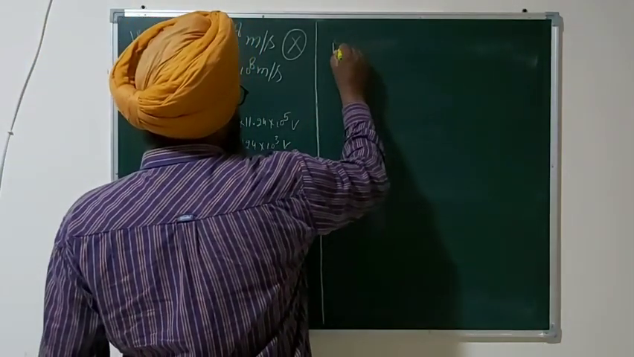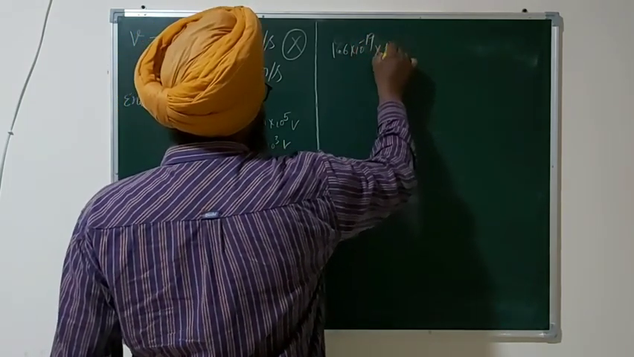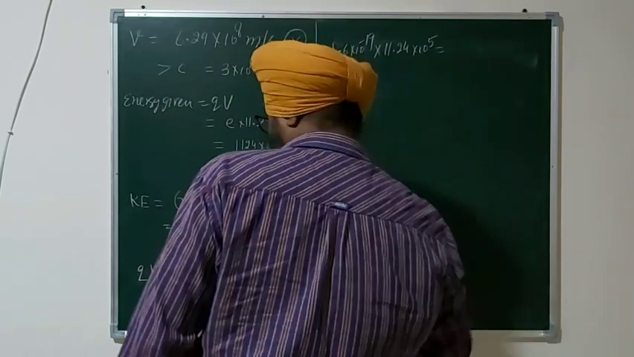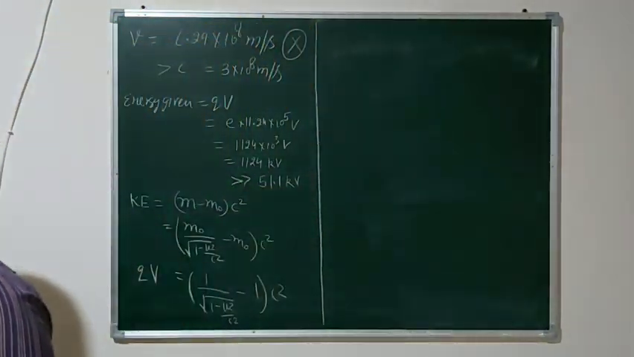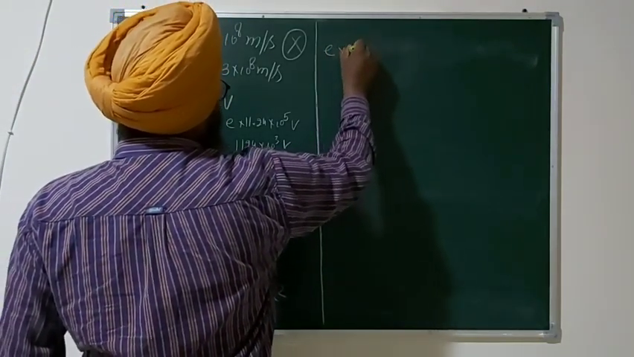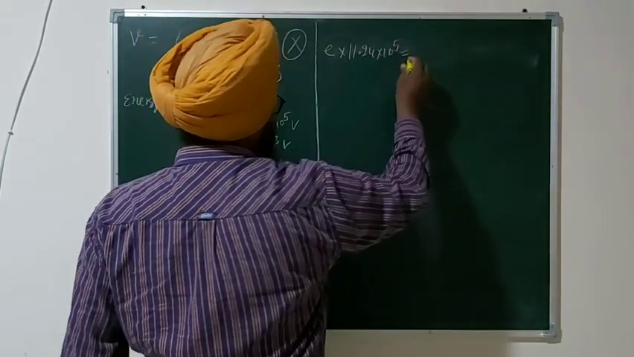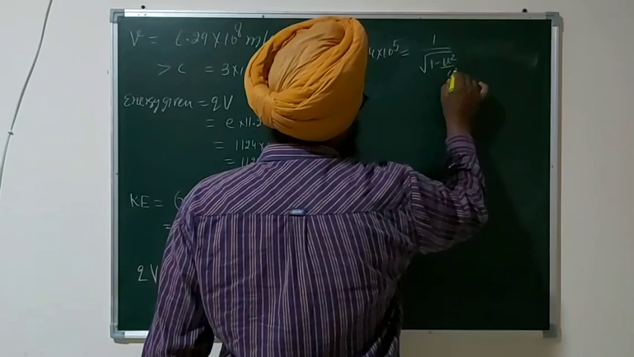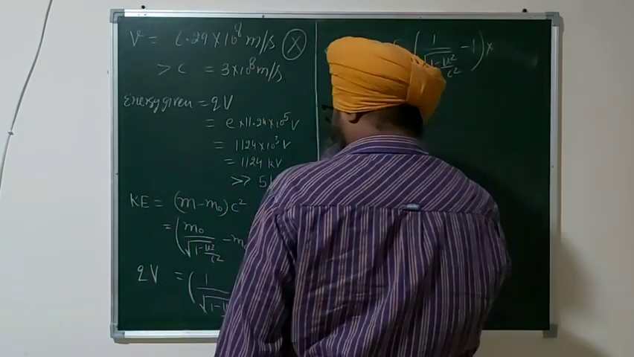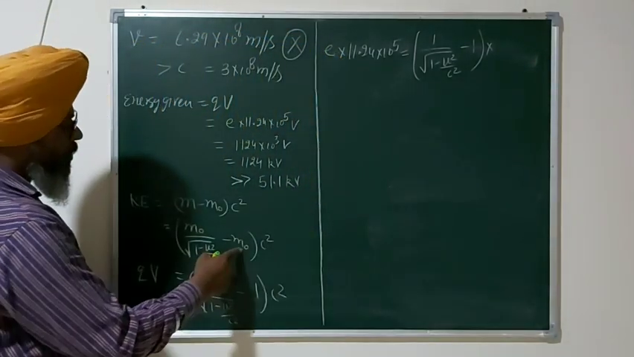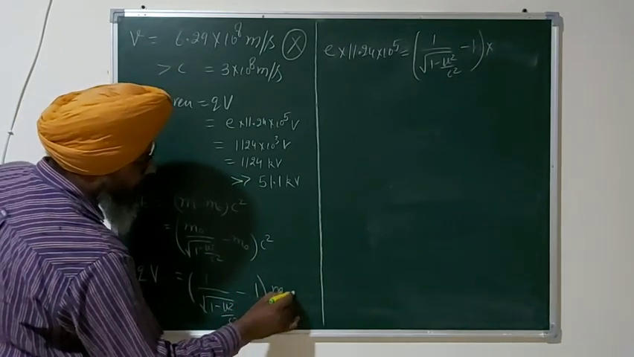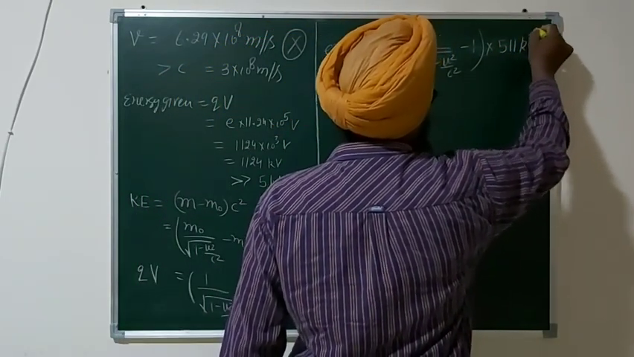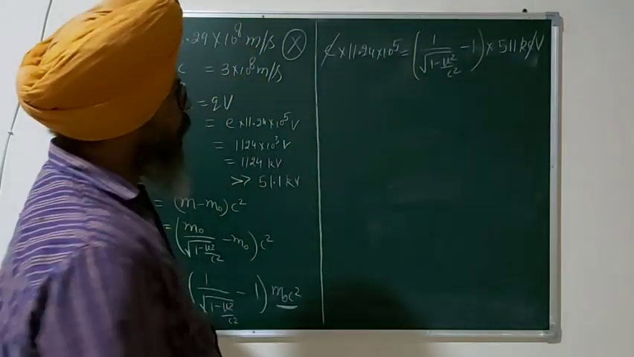The value of Q is 1.6 into 10 raised to power minus 19. Voltage is 11.24 into 10 raised to power 5, and it will be equal to m naught. Rather, instead of that, I would just use Q equal to e, and voltage 11.24 into 10 raised to power 5, that is equal to 1 upon square root of 1 minus v square by c square, minus 1, multiplied by m naught c square. I think I missed m naught in the previous line. Let me correct that mistake. This m naught c square for electron is actually 511 kilo electron volt. This e will cancel with this e. I have done these calculations.